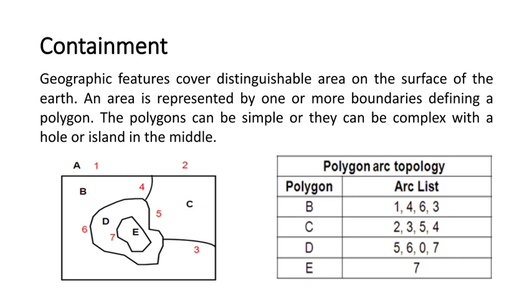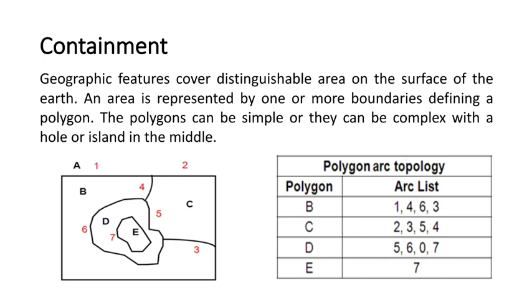In this table it is shown that for polygon B, the arc list, that means polygon B, has boundaries 1, 4, 6 and 3. Look at the first figure. Here B is the area which is enclosed by the arcs 1, 4, 6 and 3. Similarly, C is the area, and that is containment. Containment means this particular area C is covered by arcs 2, 4, 5 and 3.